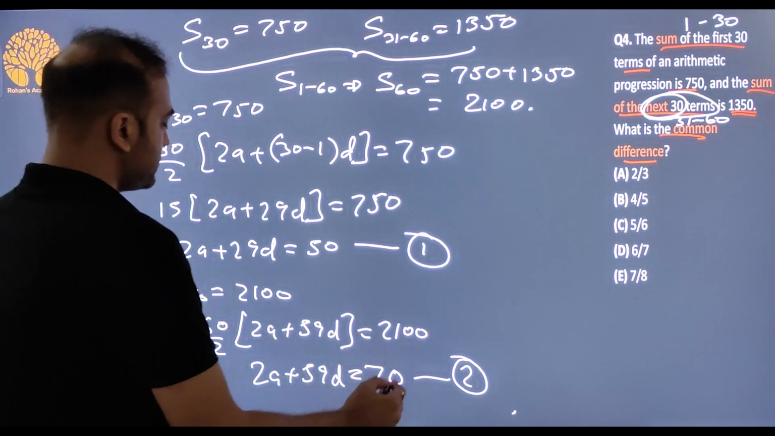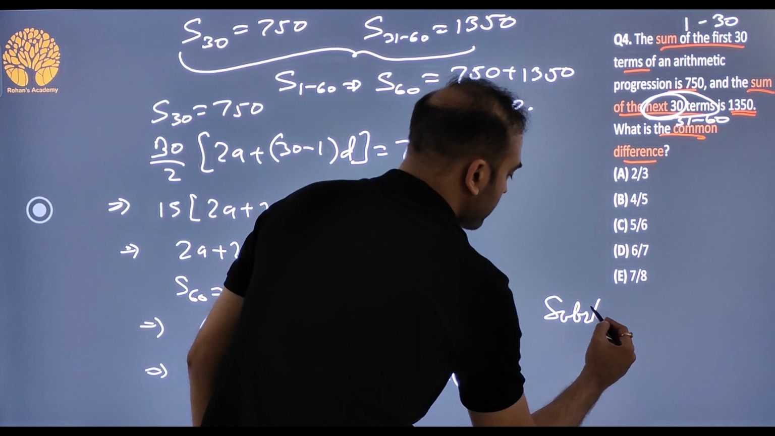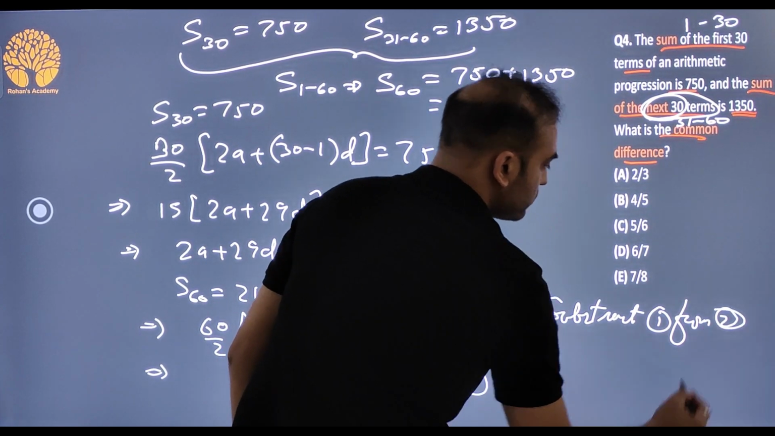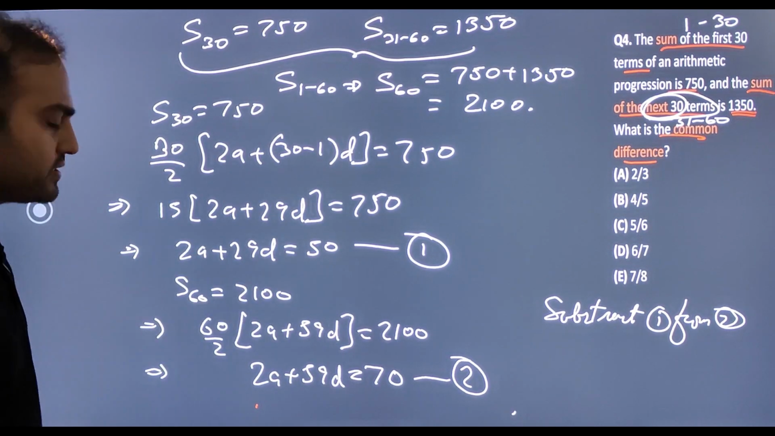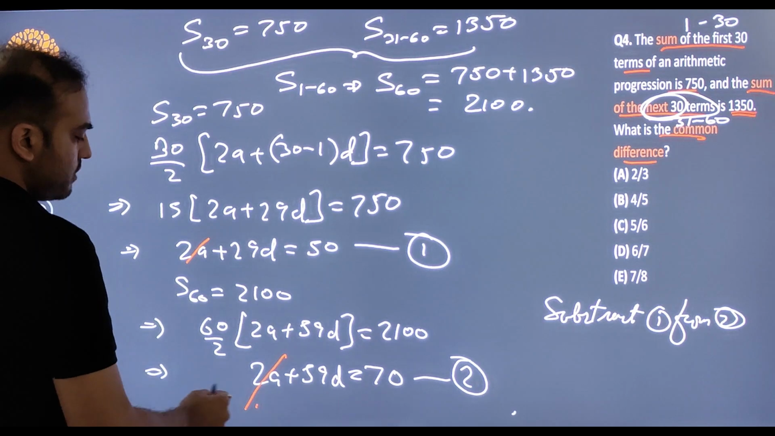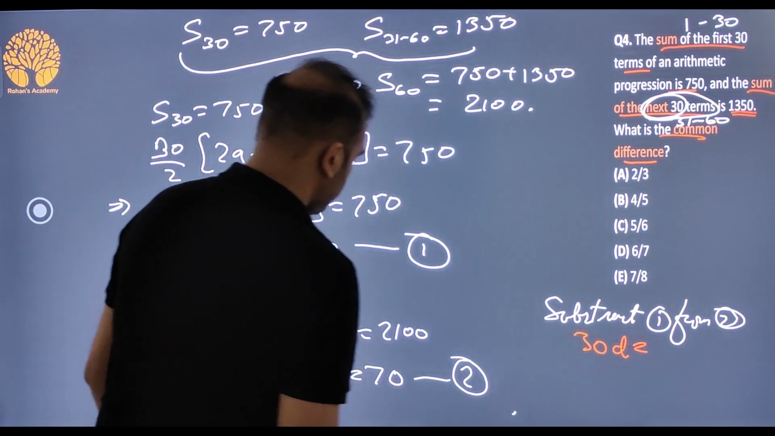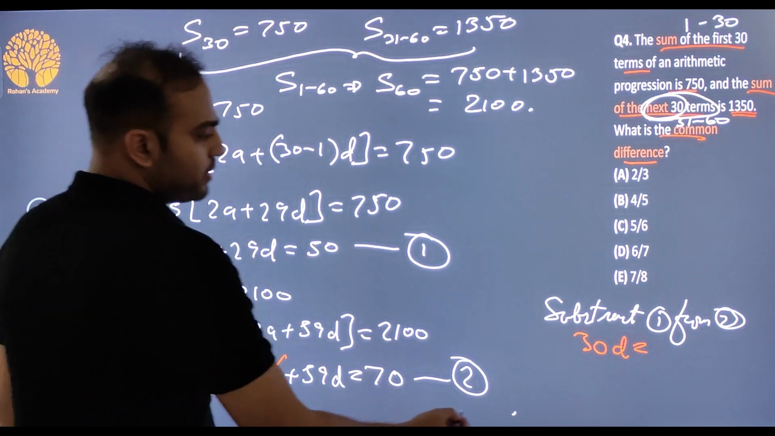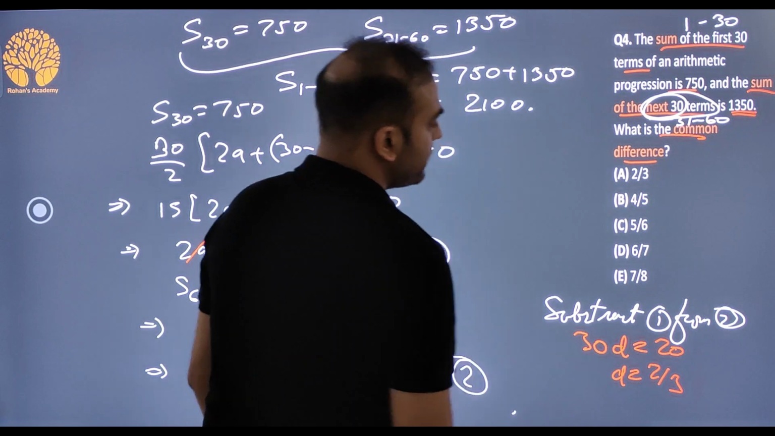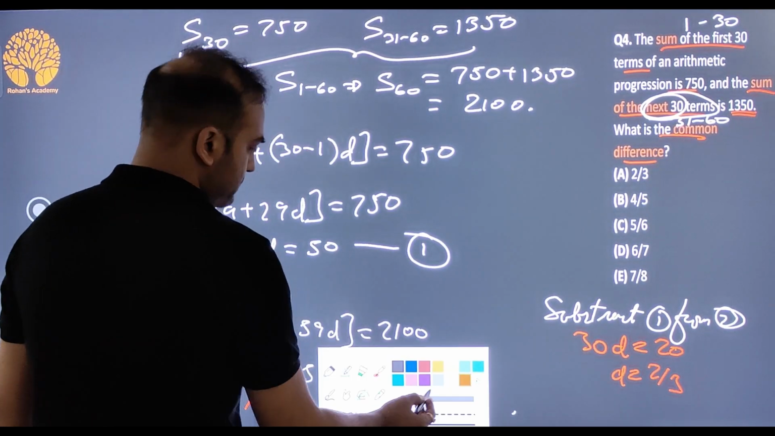Now what do I do? Subtract the two equations. Subtract 1 from 2. 2a cancels out. If I subtract, what will happen? 2a will cancel out. 59 minus 29, 30d is 70 minus 50, 20. D is 2 by 3, right? D is 2 by 3.